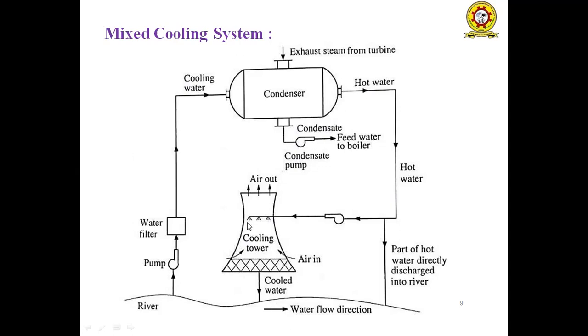The temperature of the air increases after exchanging of the heat. The heated air is sent out of the cooling tower, and some part of the hot water is directly discharged into the river. So this is the mixed cooling system. It is a combination of both the open cooling system and the closed cooling system.